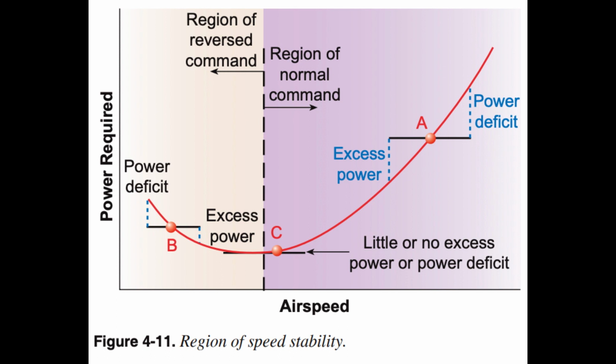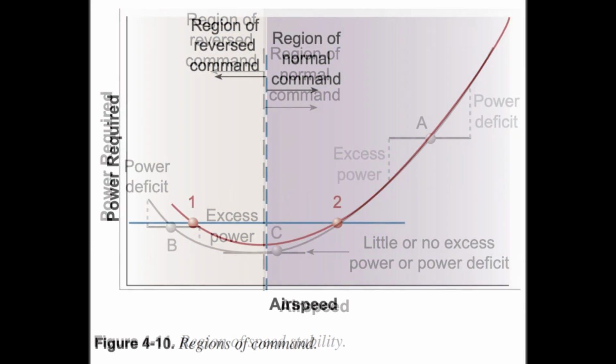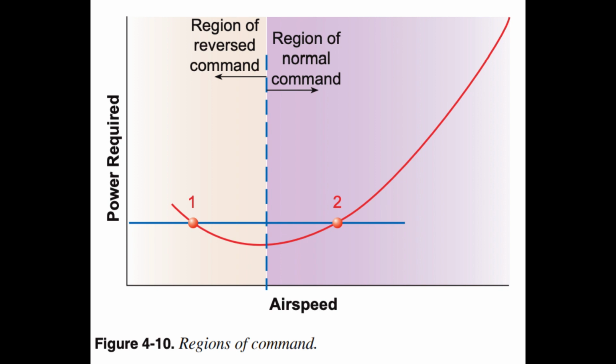The characteristics of flight in the region of reversed command are illustrated at point B on the curve in Figure 4.10. If the aircraft is established in steady, level flight at point B, lift is equal to weight, and the power available is set equal to the power required. When the airspeed is increased greater than point B, an excess of power exists. This causes the aircraft to accelerate to an even higher speed. When the aircraft is slowed to some airspeed lower than point B, a deficiency of power exists. The natural tendency of the aircraft is to continue to slow to an even lower airspeed.